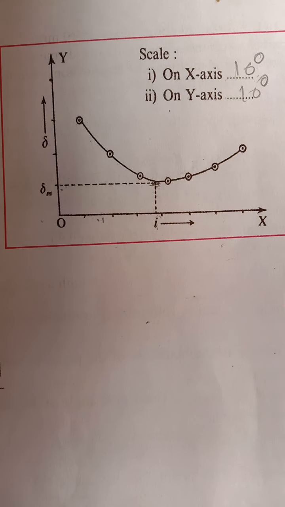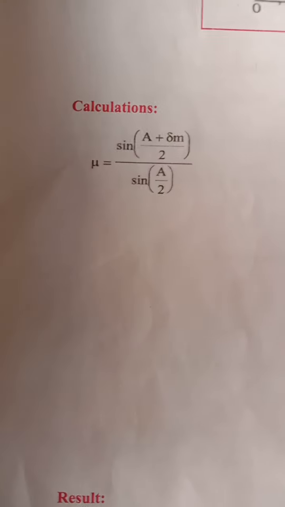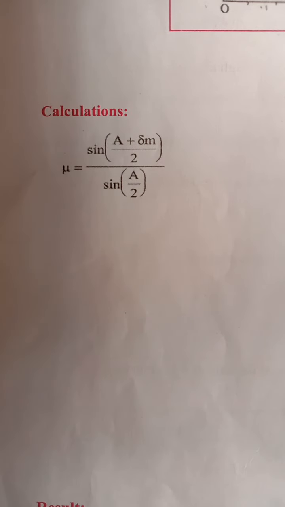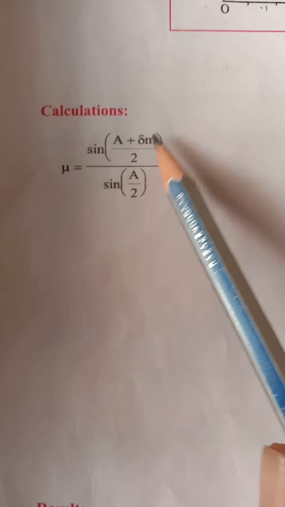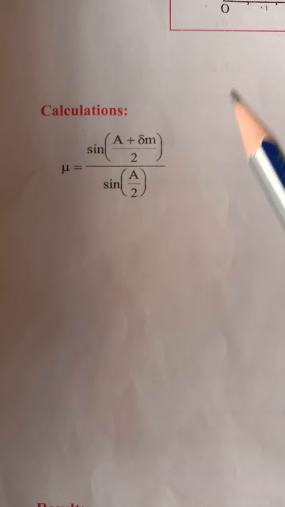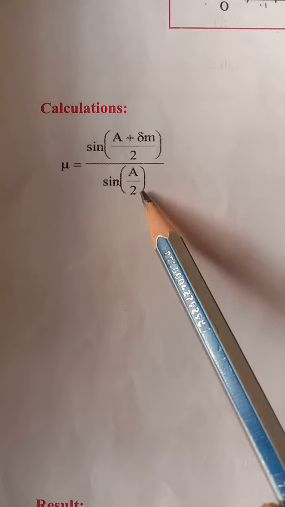By plotting this graph and finding delta m, we can calculate the refractive index of the material of the prism as mu is equal to sine of (A plus delta m) by 2, divided by sine of A by 2. This delta m will be taken from the graph, and A is already measured, that is 60 degree. After calculating this, we can write the result.